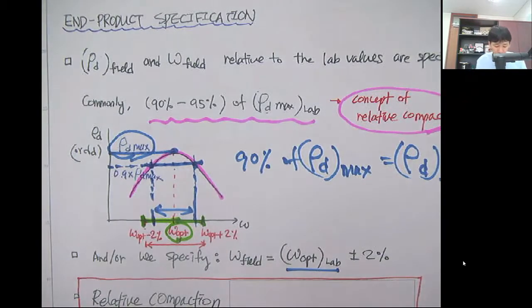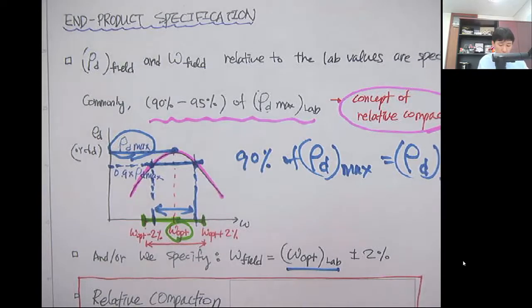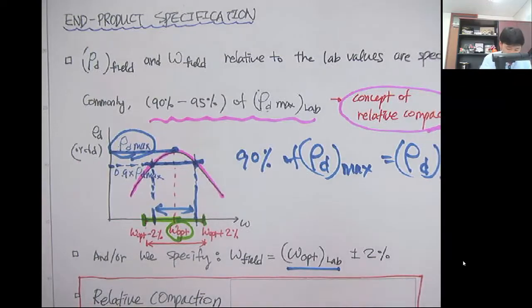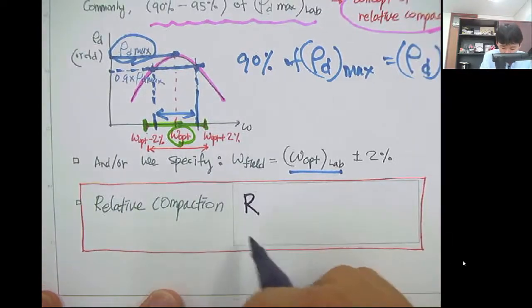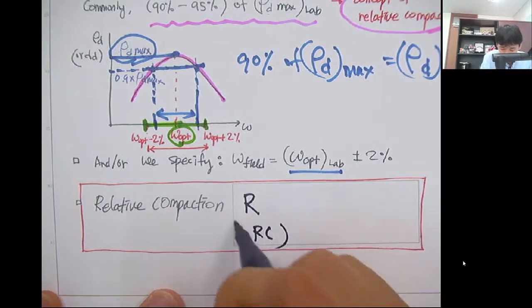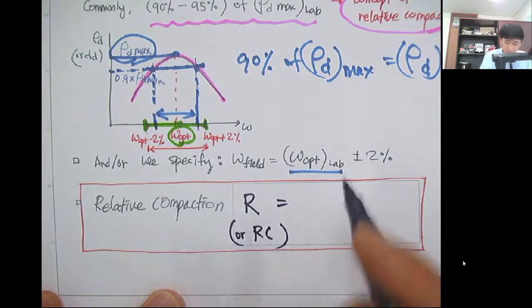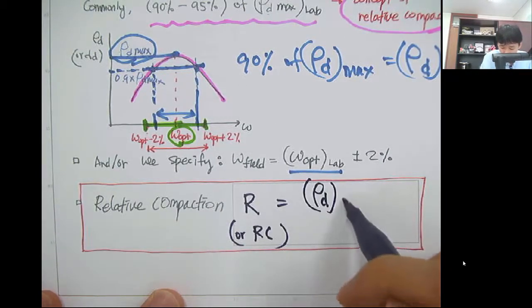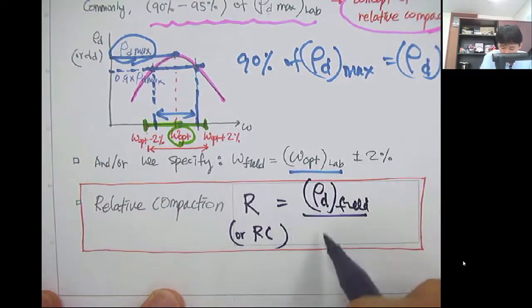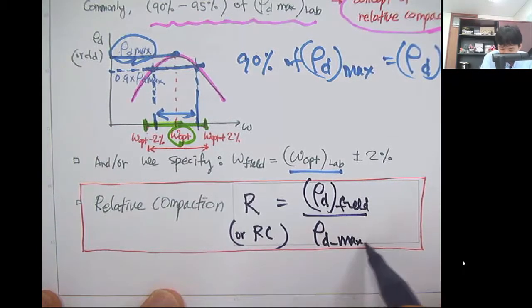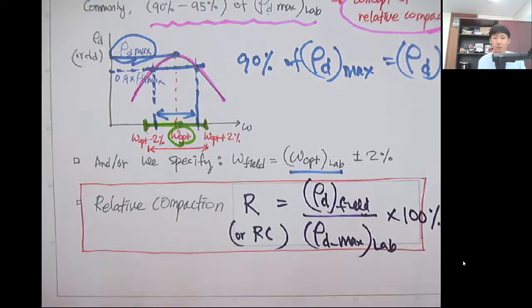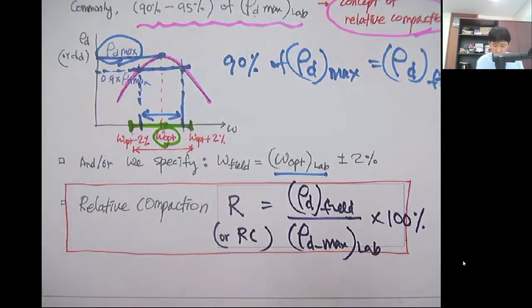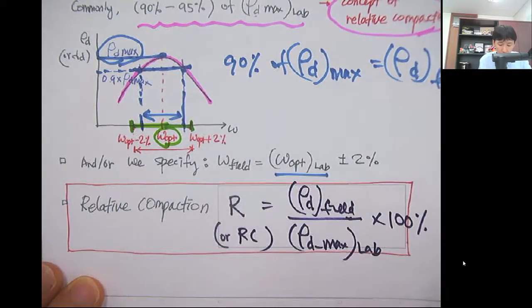So we can introduce the concept of relative compaction to inspect the field dry density. The relative compaction, we use R, or you can use RC, to stand for relative compaction. And this R is defined as the dry density of the field divided by the maximum dry density from the lab, times 100%. So this is the definition of the relative compaction.